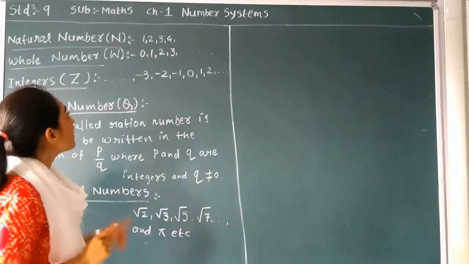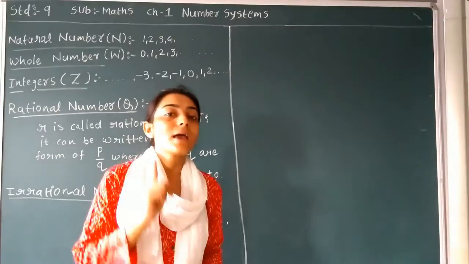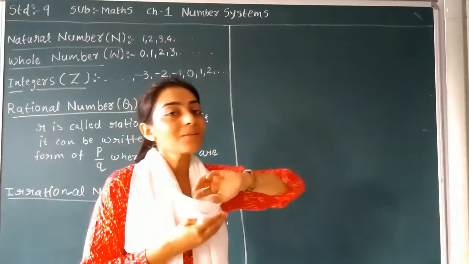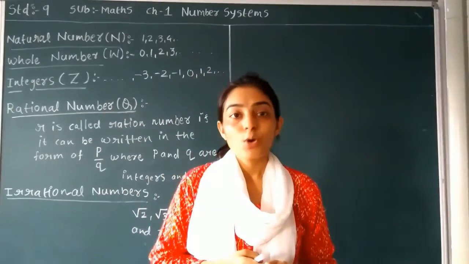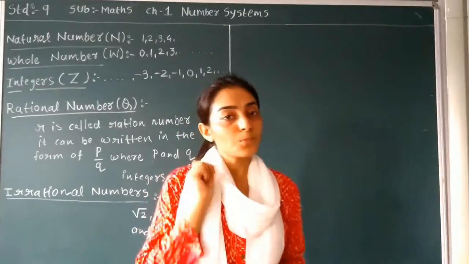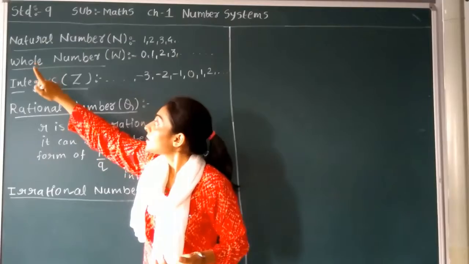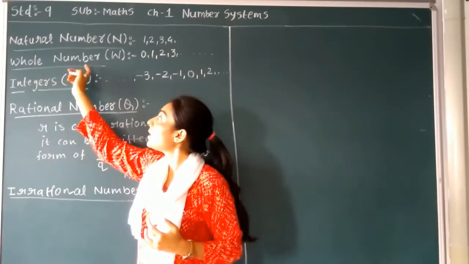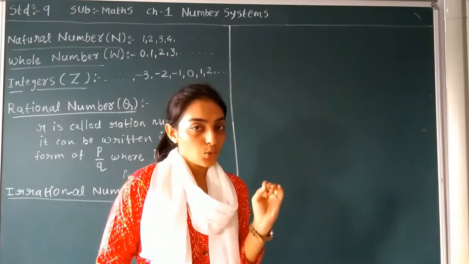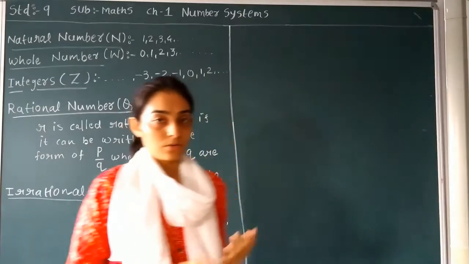Natural numbers we denote with the capital letter N. And 1, 2, 3, 4, 5 are all natural numbers. We know that 0 plays the most important role in maths. So the next one is the whole numbers. The whole numbers start from 0, 1, 2, 3, 4 and so on.